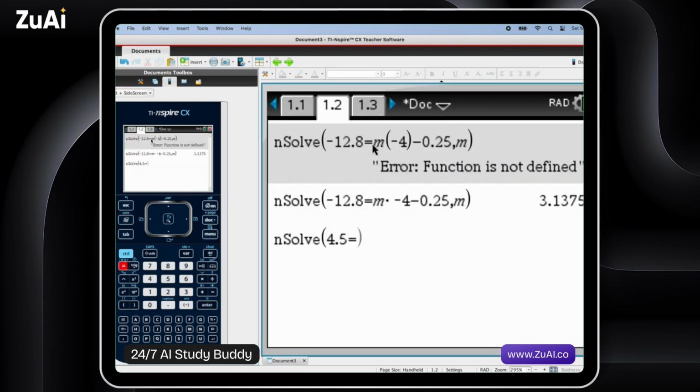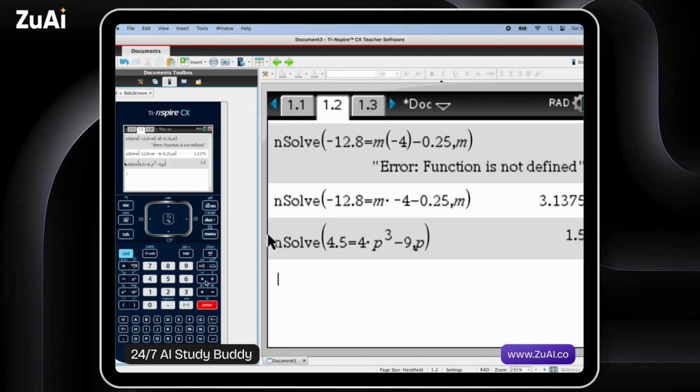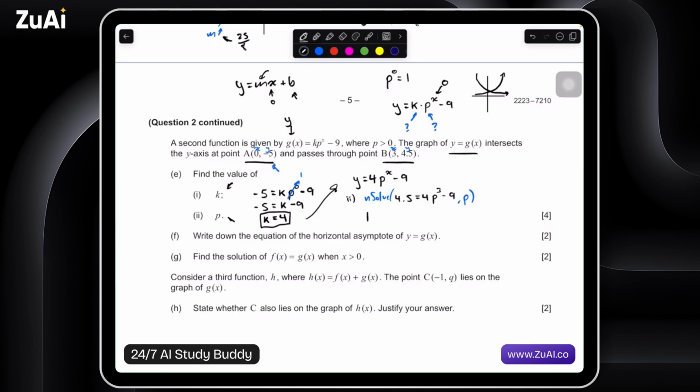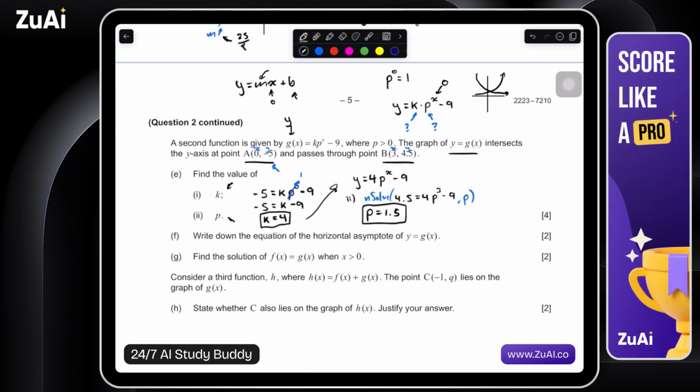4.5 is equal to 4 times, let's say, p to the 3 minus 9, and then ask the calculator to solve for p. In this case, p is equal to 1.5. So let's go back to the document. P is equal to 1.5. So, kind of a tricky question, but potentially through elimination.